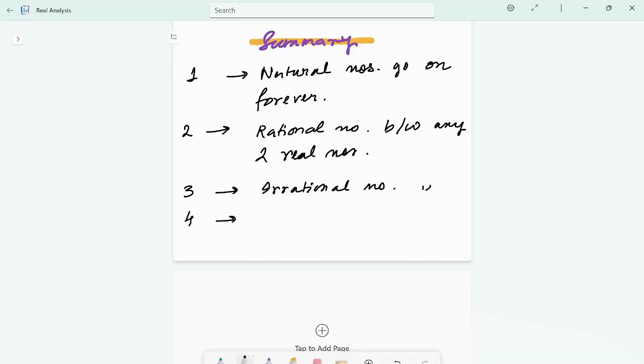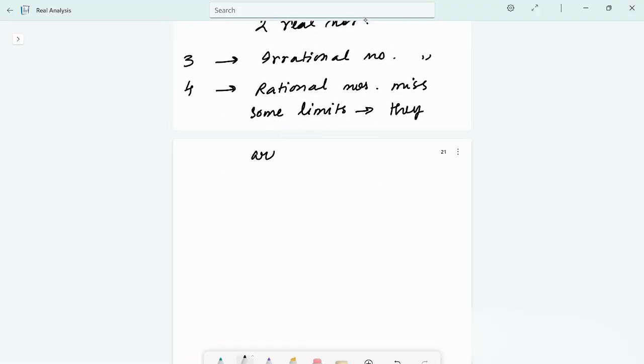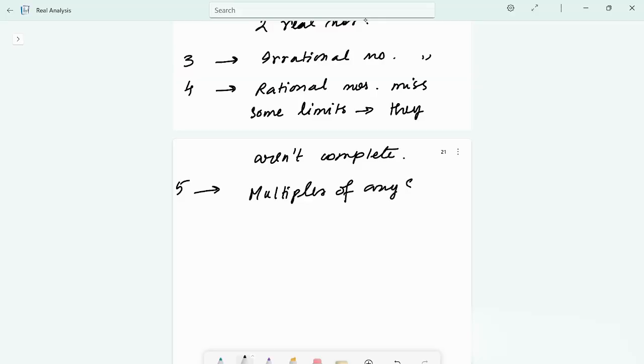From number 4, we learned rational numbers miss some limits. Like they aren't complete, basically. They are not complete. And from number 5, we learned multiples of any small number eventually become large, which is the Archimedean property.